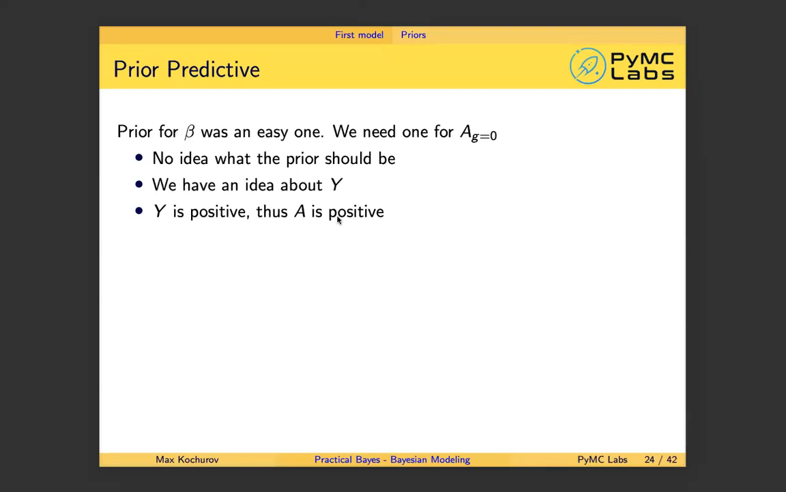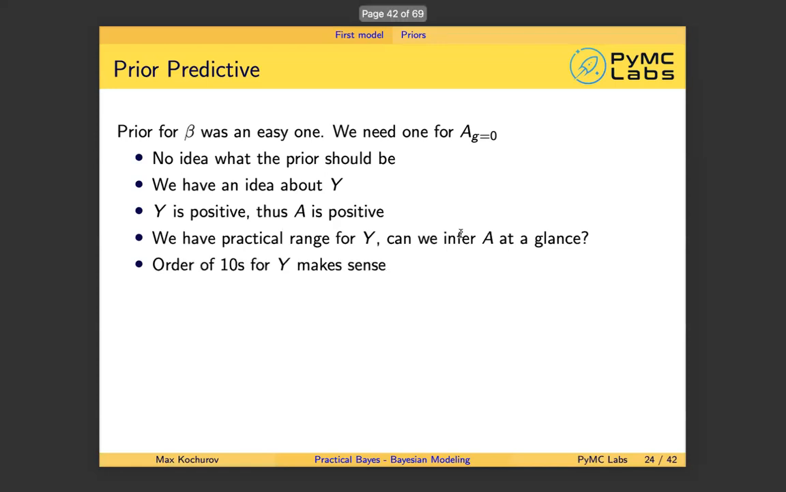In this example, we know that both the output and the intercept are positive. And if we have domain knowledge about the range of outputs, then we can infer the acceptable range for the intercept or other parameters. Let's say in our case, we know that in a week a manufacturer can produce orders of 10 carpets. That would make at least some sense. If we don't know, then we can use the prior predictive to compare what the model predicts to the actual observations we have.